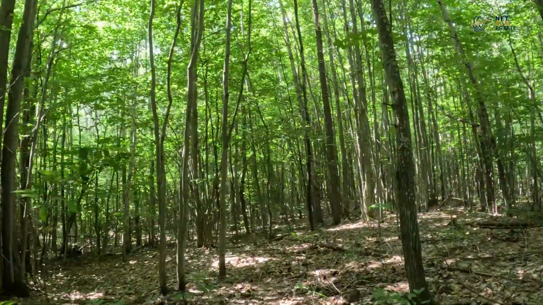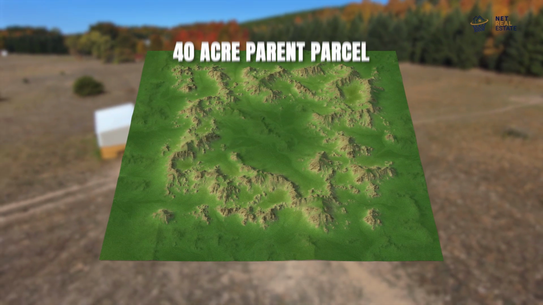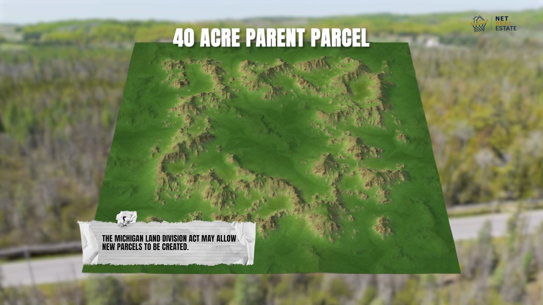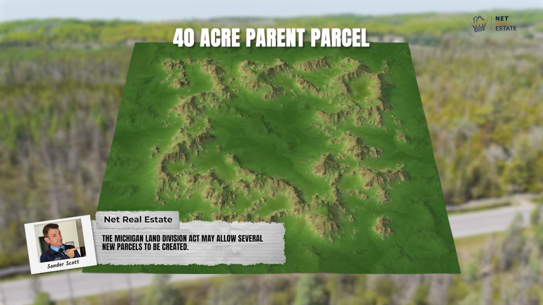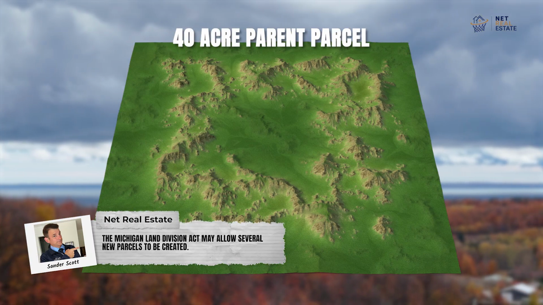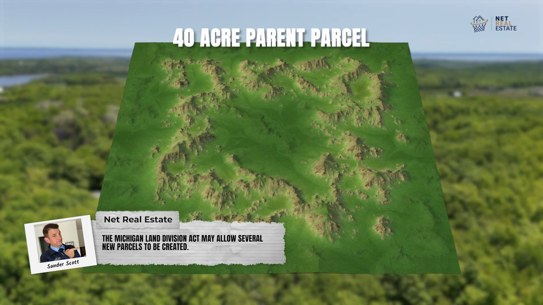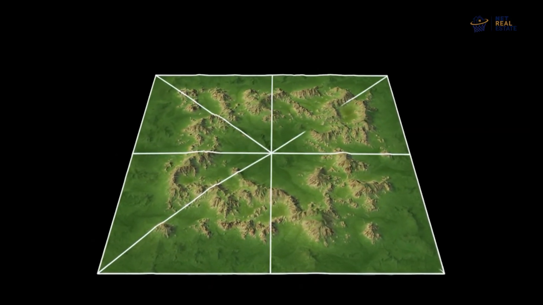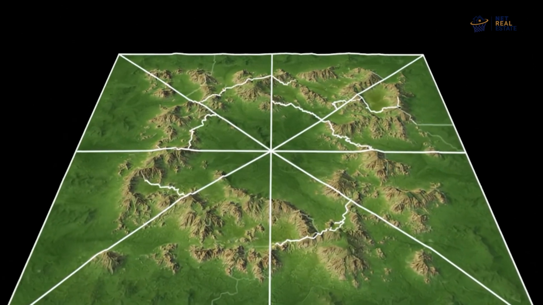Here's a general example. To illustrate the concept, imagine a parent parcel that contained 40 acres. Based on the acreage of that parcel, the Michigan Land Division Act may allow several new parcels to be created. Each time the property is divided, one of those available division rights is used up. Over time, the number of remaining divisions decreases.